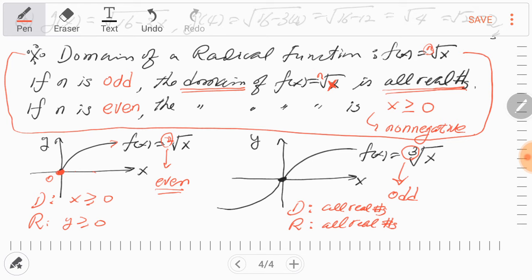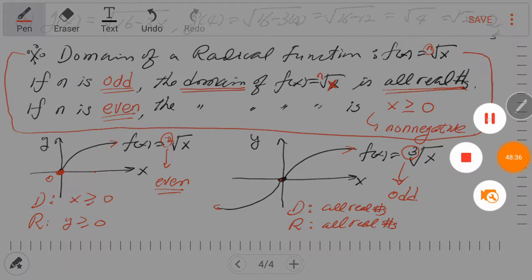But if the index is 3, like a cube root, then the graph looks like this. For this graph, x can be any real number, positive or negative. Even the range, the y value, is also positive or negative. It doesn't matter. So when we find the domain, always check the index. If the index is odd, the domain is all real numbers. If the index is even, the radicand has to be greater than or equal to 0. This is a really important concept, and it is also related to the previous properties.